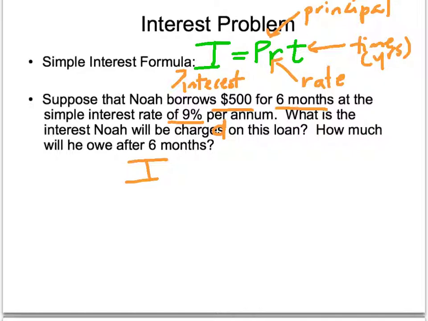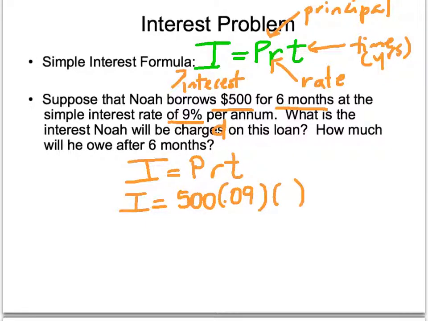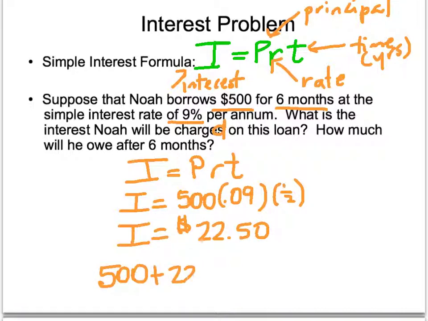Okay, so using our simple interest formula to calculate how much interest he will have to pay on the $500 that he borrowed. I is equal to the principal, which was $500, times the rate. Now it's given as a percentage, so we need to make sure we make that into a decimal. Times the time, which needs to be in years. So 6 months would be half of a year. When I multiply those three things together, I get an interest of $22.50. So in 6 months, Noah will not only owe what he borrowed, but also $22.50 in interest, which gives us a total of $522.50.